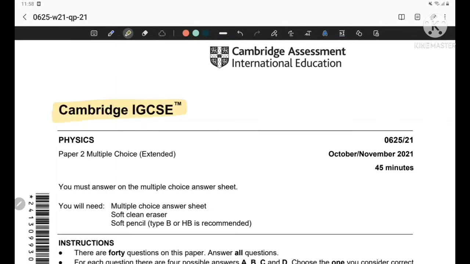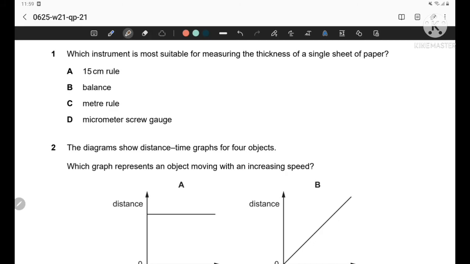Cambridge IGCSE, October-November 2021, Paper 06-25-21. Question 1. Which instrument is most suitable for measuring the thickness of a single sheet of paper?